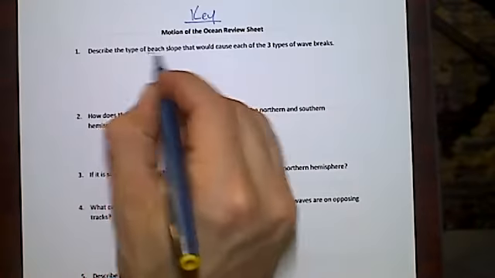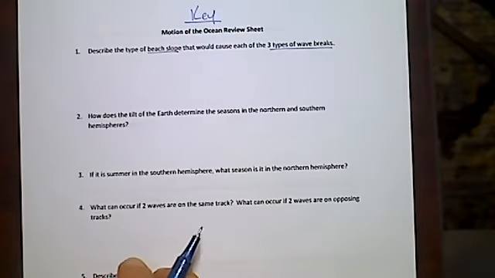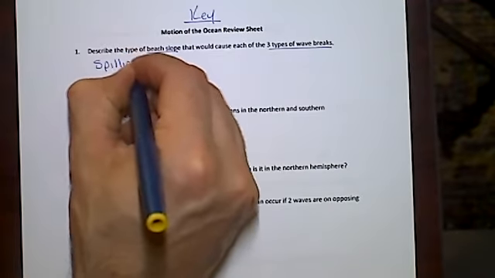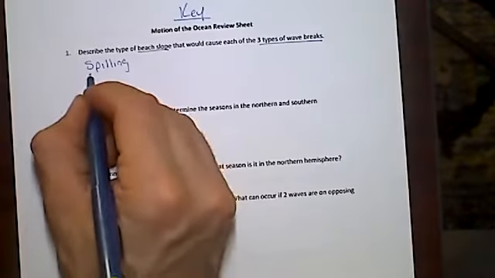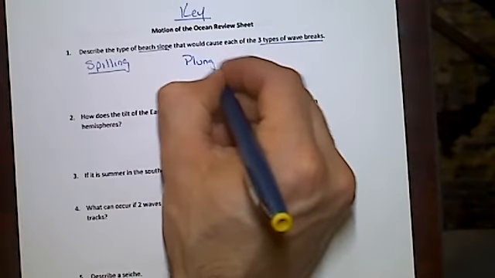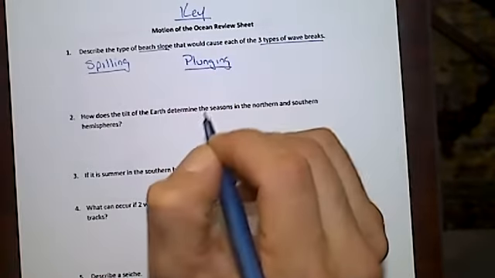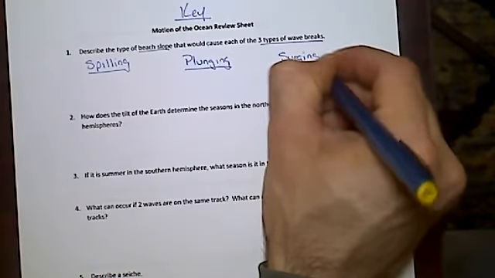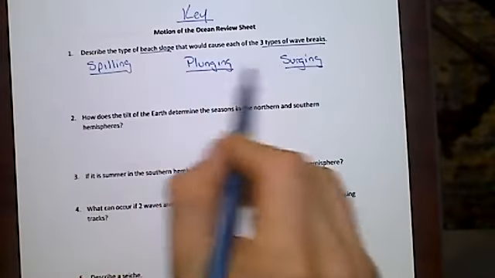Describe the type of beach slope that would cause each of the three types of wave breaks. Now, I want you to remember what those three types of wave breaks are. We have spilling breakers, plunging breakers, and lastly, surging breakers. I'm not going to write the word breaker because that is implied.